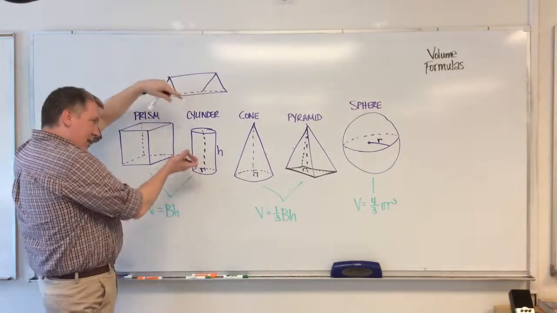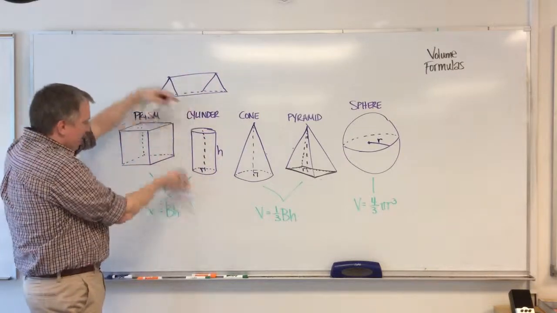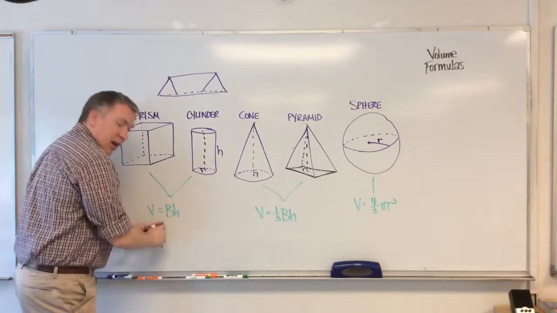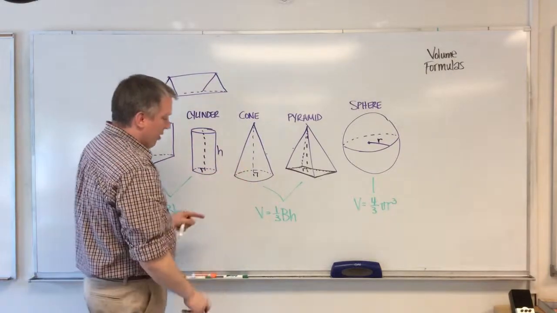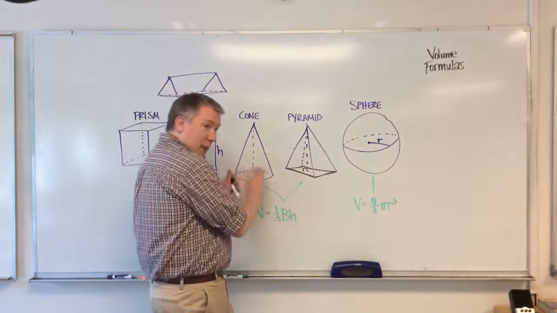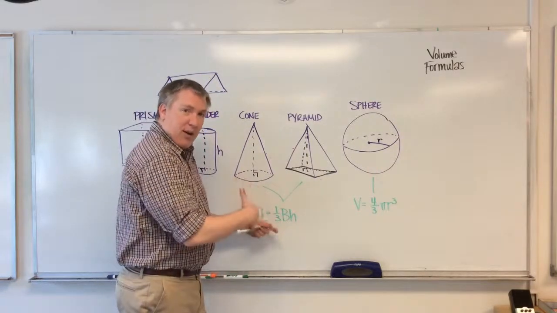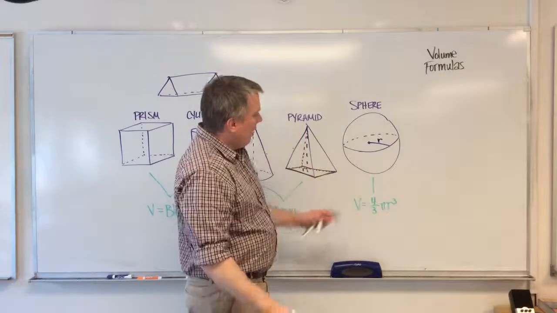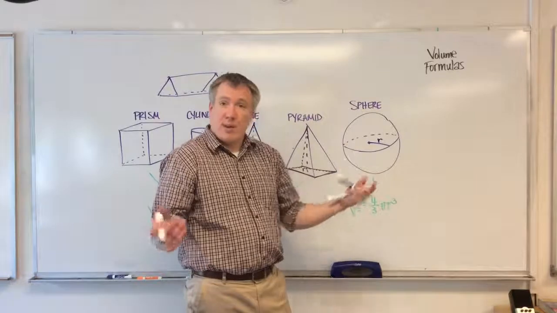If they have 2 identical bases that are connected, like in a cylinder or a prism or a triangular prism, it's the area of that base times its height. Again, measured perpendicularly. Height is always measured that way. In a cone and a pyramid, you take the area of the base, and you cut it in 1/3, or you divide by 3, and then you multiply by the height, again measuring perpendicularly. And then the sphere has its own formula. You find the radius, you plug it into the formula, and you're done.